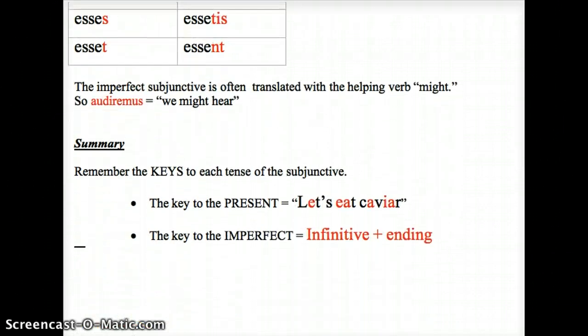So here's the summary. We haven't really talked about what they're used for. We haven't talked a whole lot about how they're translated, but not to worry right now. What you really need to know about how to form them are these keys. And the keys to each tense in the subjunctive: in the present, let's eat caviar, or let's beat Flavia, or eat Flavia, if you want. The key to the imperfect, infinitive plus ending. Remember these for class next time. Thank you very much.